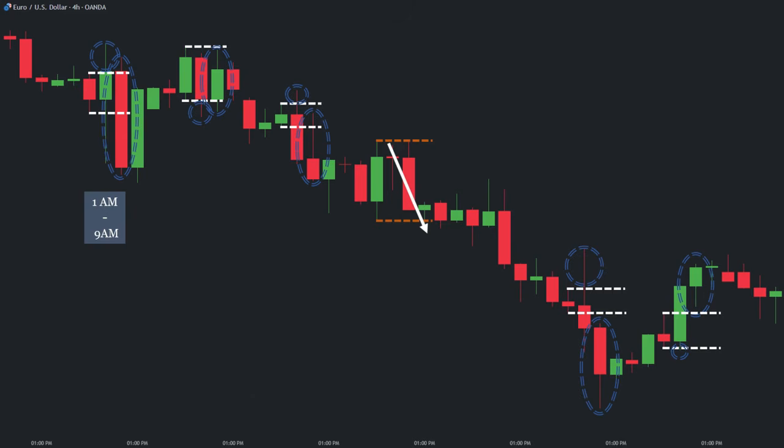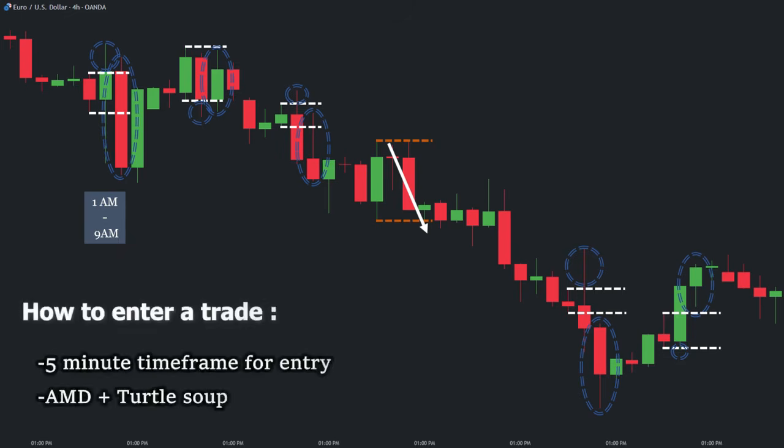Even though a CRT pattern has formed, it is not suitable to enter a trade due to the lack of confirmation on the 4-hour time frame. Therefore, we will use the 5-minute time frame. Additionally, we will apply the AMD and turtle soup methods to identify the optimal entry area.